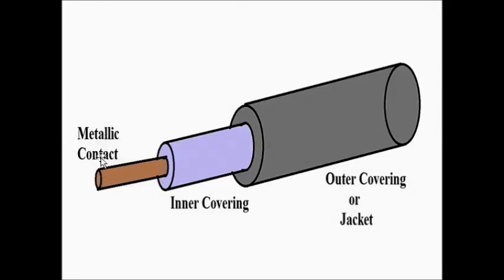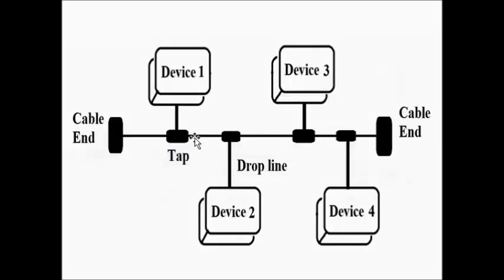Splicing exposes this metallic contact, this conducting medium, which is generally made of copper wires. This brown metallic contact is connected to the tap, and then it forms a conducting connection to the main cable. So the tap achieves this. This is how a connection is made, and this is how a bus topology network looks.